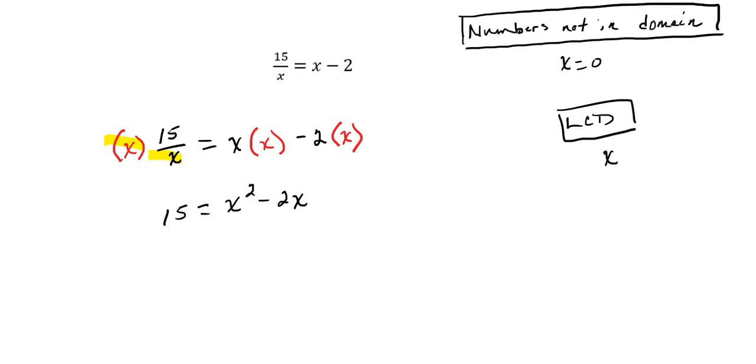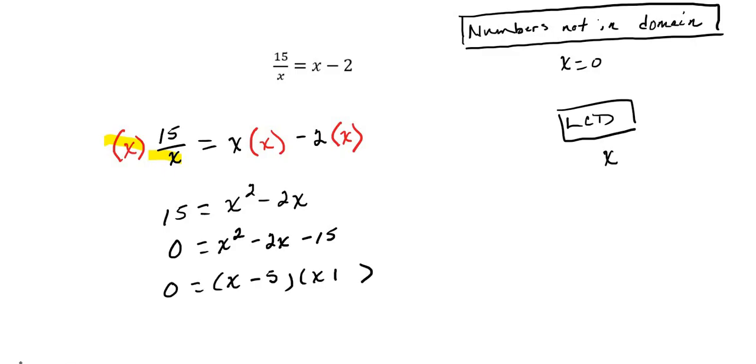I'm going to get everything to one side of the equal sign to set this equal to 0. From here, I can either factor or use the quadratic formula. This is a problem that can easily be factored. What multiplies to give me negative 15 and adds to give me negative 2? That would be negative 5 and positive 3.